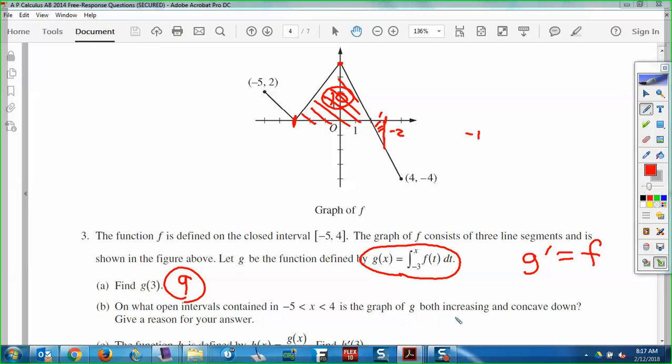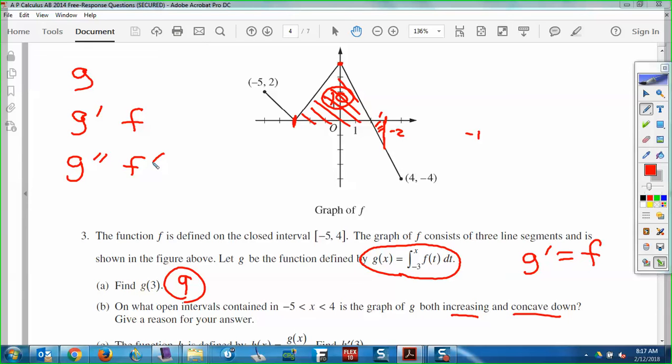Now, where is g both increasing and concave down? Well, see, this is just a chart question, isn't it? Because we've now made this connection with g prime. So what we have here is g, g prime, g double prime. If we think of the chart, that's the same as f. And this would be the same as f prime, right? If I'm thinking about the chart, since g prime is f. So on my paper somewhere, I want to have this connection.